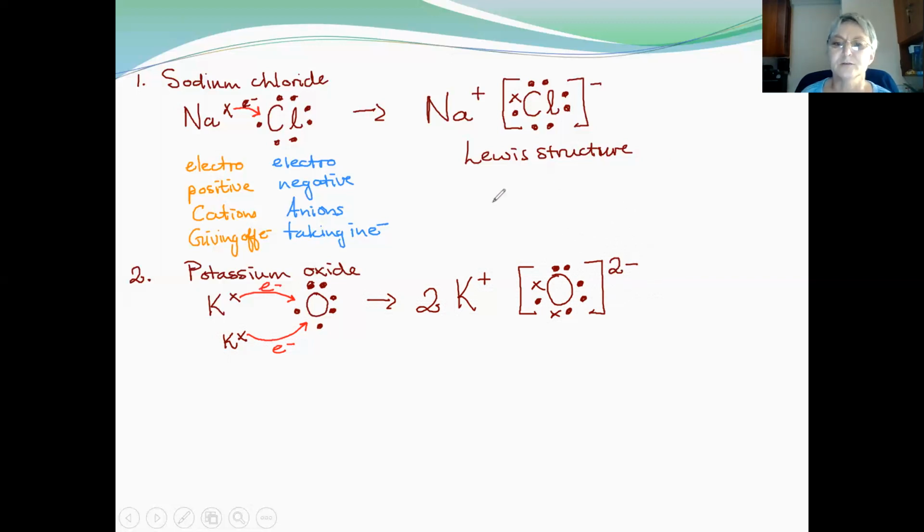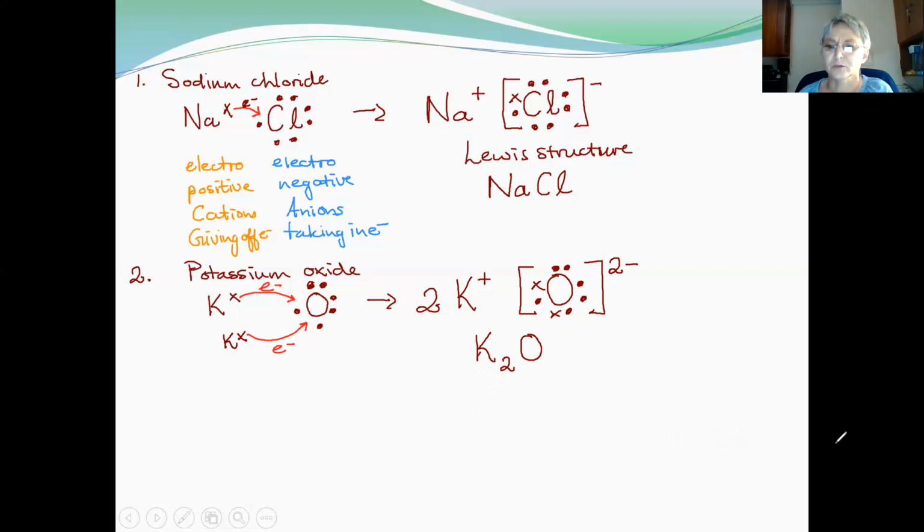Oh, by the way, we better write the sodium chloride's formula. We can see that 1 sodium joins to 1 chlorine in sodium chloride. Here we can see that there are 2 potassiums joining to 1 oxygen in this compound potassium oxide. You are welcome to pause the video if you need time to make notes, or go back a little bit if you need to listen again.